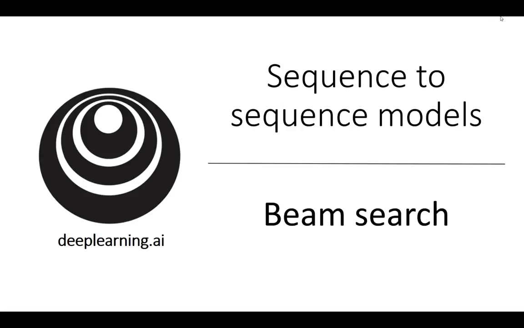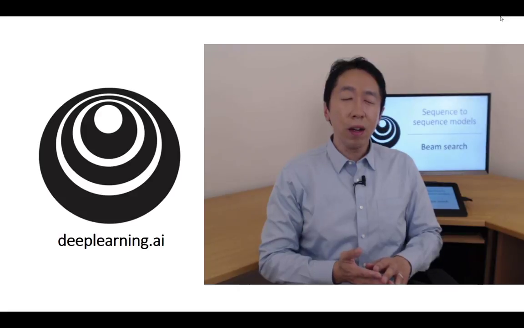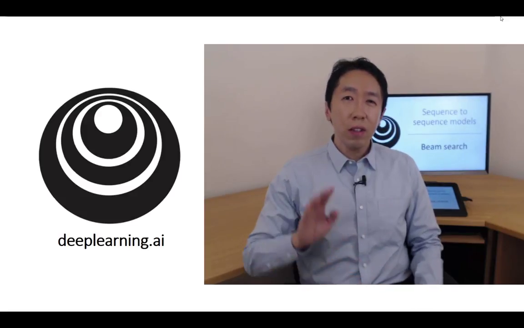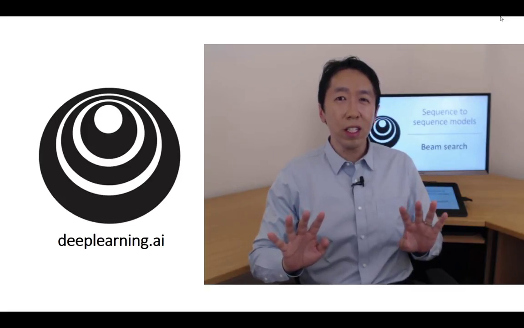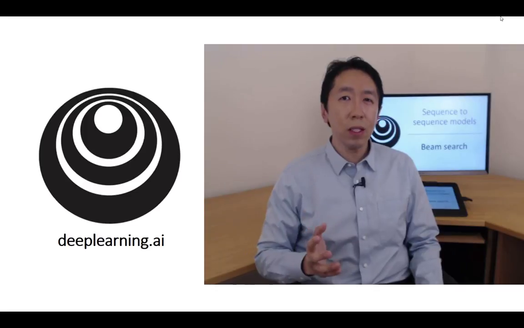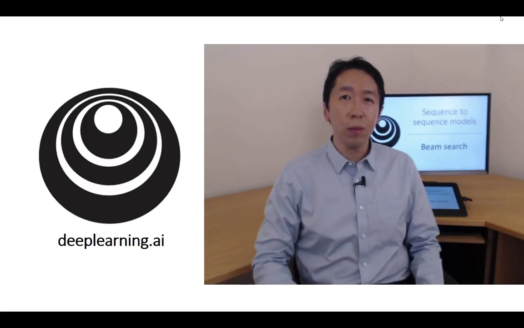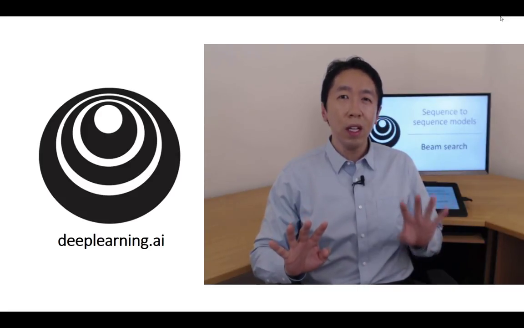In this video, you learn about the beam search algorithm. In the last video, you remember how for machine translation, given an input French sentence, you don't want to output a random English translation. You want to output the best, the most likely English translation. The same is also true for speech recognition, where given an input audio clip, you don't want to output a random text transcript of that audio. You want to output the best, maybe the most likely text transcript.